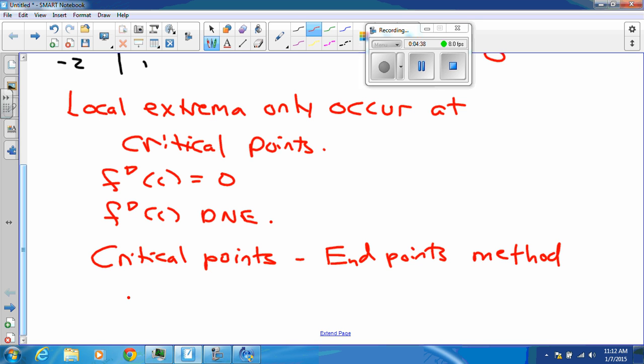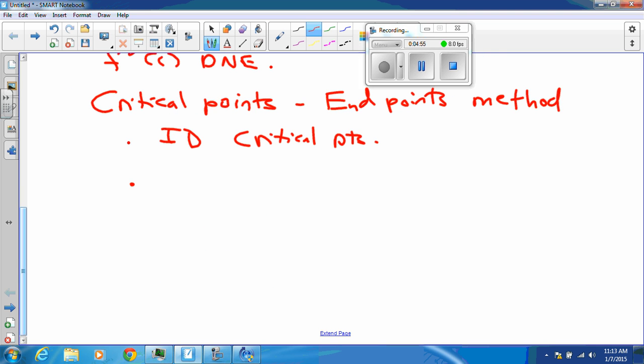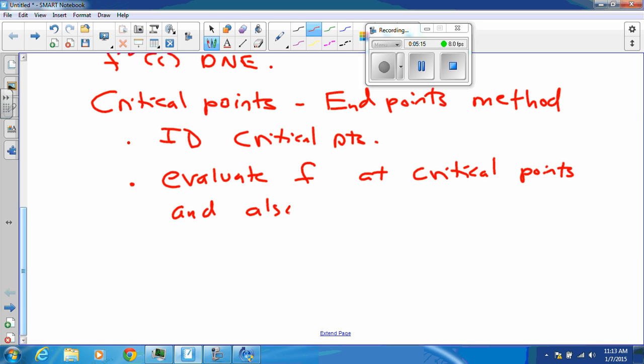First of all, we're going to find the critical points. We're going to identify or ID the critical points by setting f prime equal to 0, f prime does not exist, and see what we can find. Second, having identified the critical points, we're now going to do something very simple. We're going to evaluate our function f at the critical points and also at the endpoints.